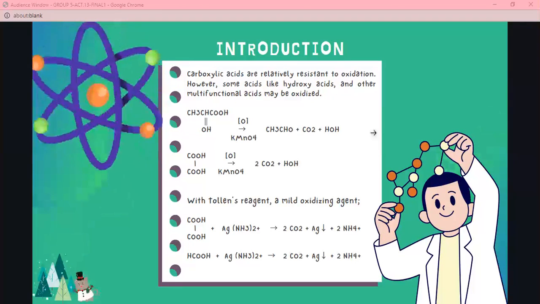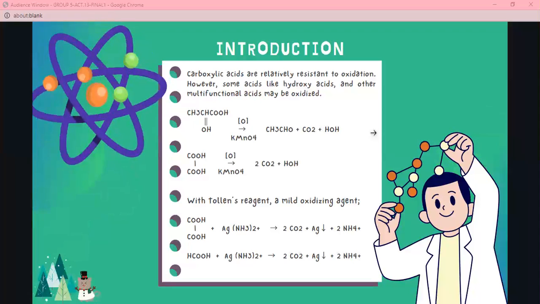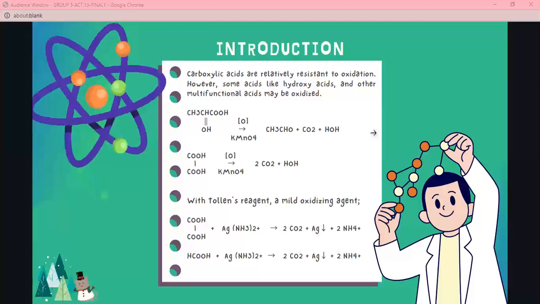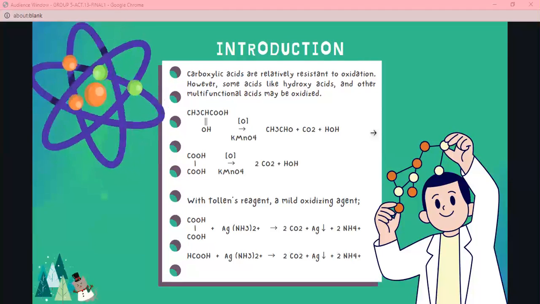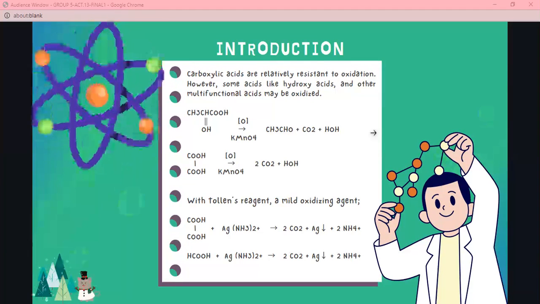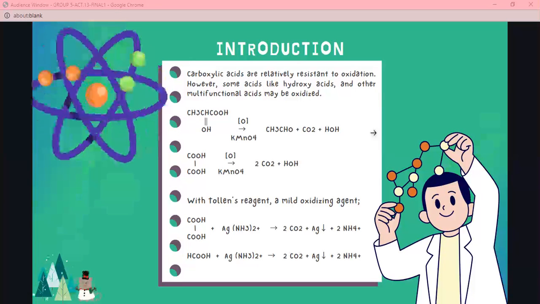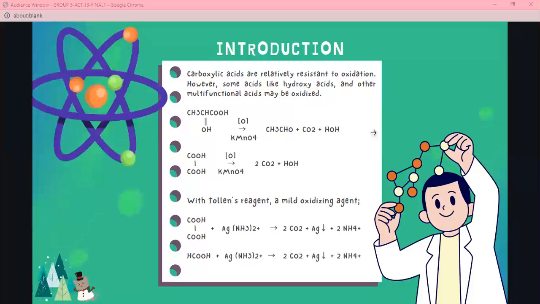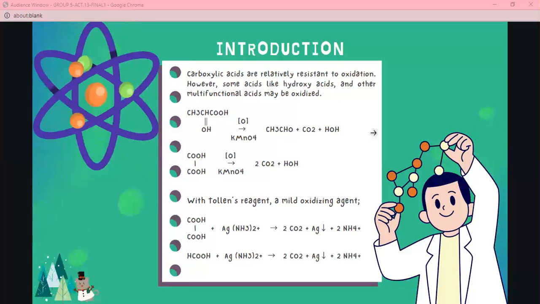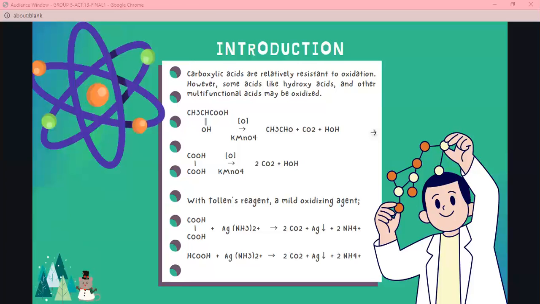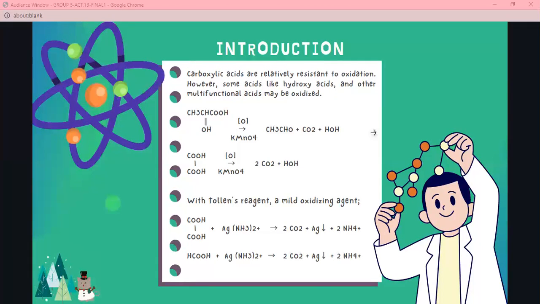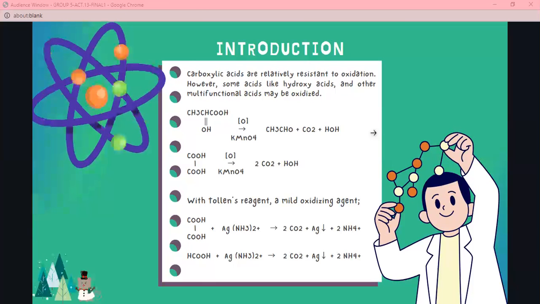With Tollens reagent, a mild oxidizing agent, COOH bonded to COOH plus Ag(NH3)2 plus gives 2CO2 plus Ag plus 2NH4 plus. And then HCOOH plus Ag(NH3)2 plus gives 2CO2 plus Ag plus 2NH4 plus.